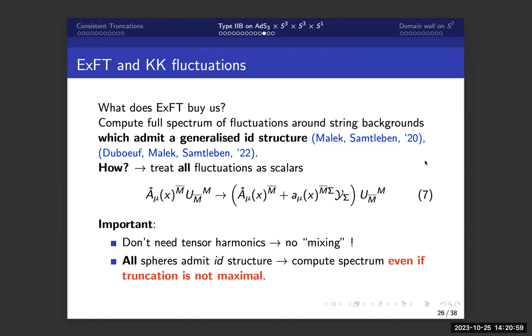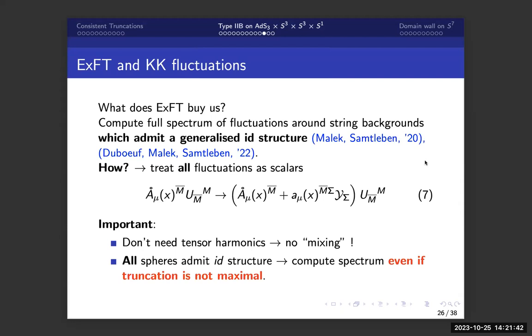And this is the huge simplification that ExFT buys you, and it uses this identity structure. So now, I want to explain this red statement. Basically, here I only said that you need a generalized identity structure. So in particular, this doesn't care about the intrinsic torsion. Unlike the consistent truncation, you don't need to require that the intrinsic torsion of this identity structure is constant and singlet.